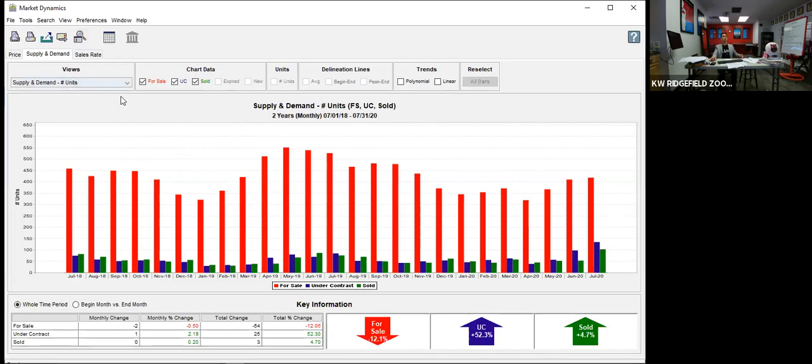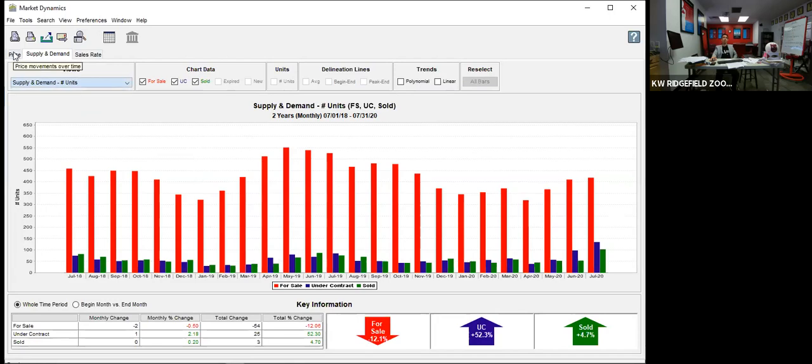So here's just an additional tour of BrokerMetrics. In these 3 tabs up in the upper left, you have underneath it views. So supply and demand has a bunch of different views. The first is supply and demand units. The second is for sale versus for sale last day of the month. I will tell you, I never use that, but it's in here, right?